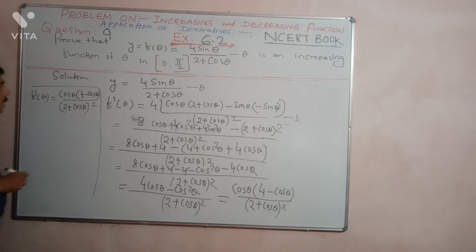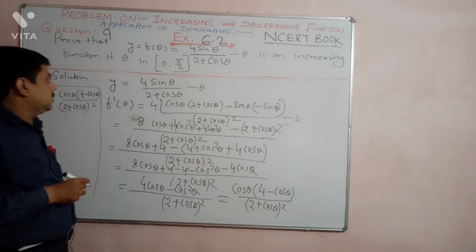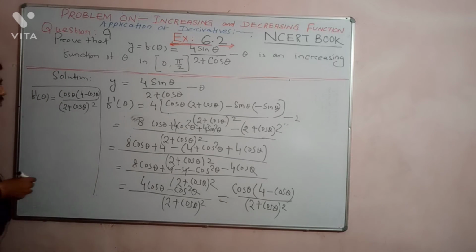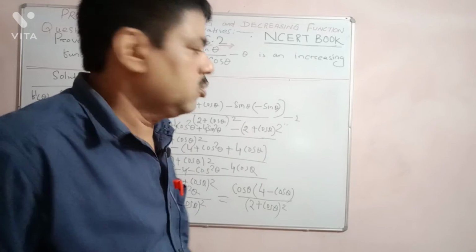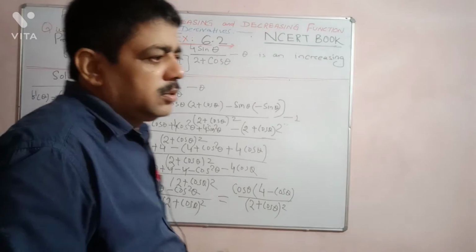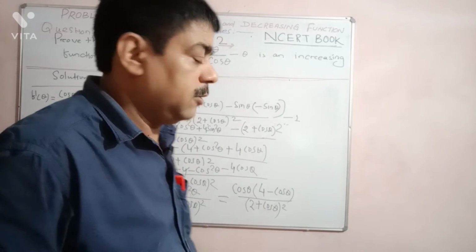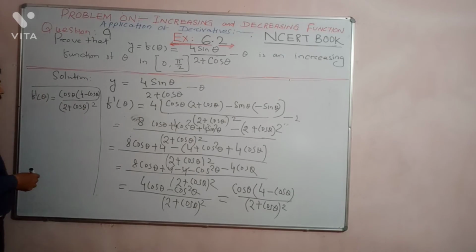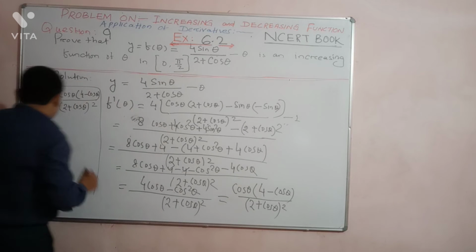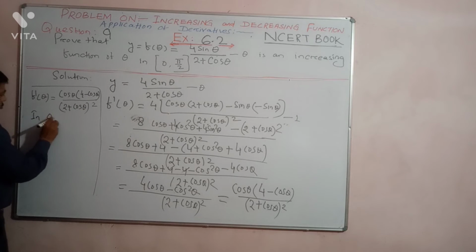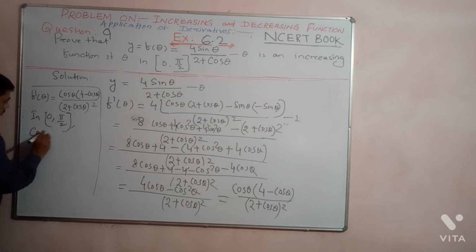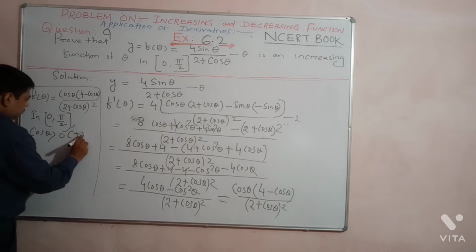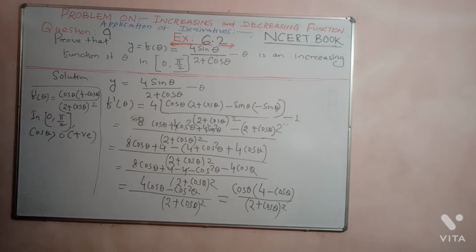Understand? Okay. And we have to prove that the function is an increasing function in the closed interval 0 to pi by 2. So in order to prove that, what will happen? The slope of the function must be greater than 0. Yes or no? You see carefully, in the closed interval 0 to pi by 2, all of you know cos theta is greater than 0, is positive. Understand? In the first quadrant cos theta is positive.